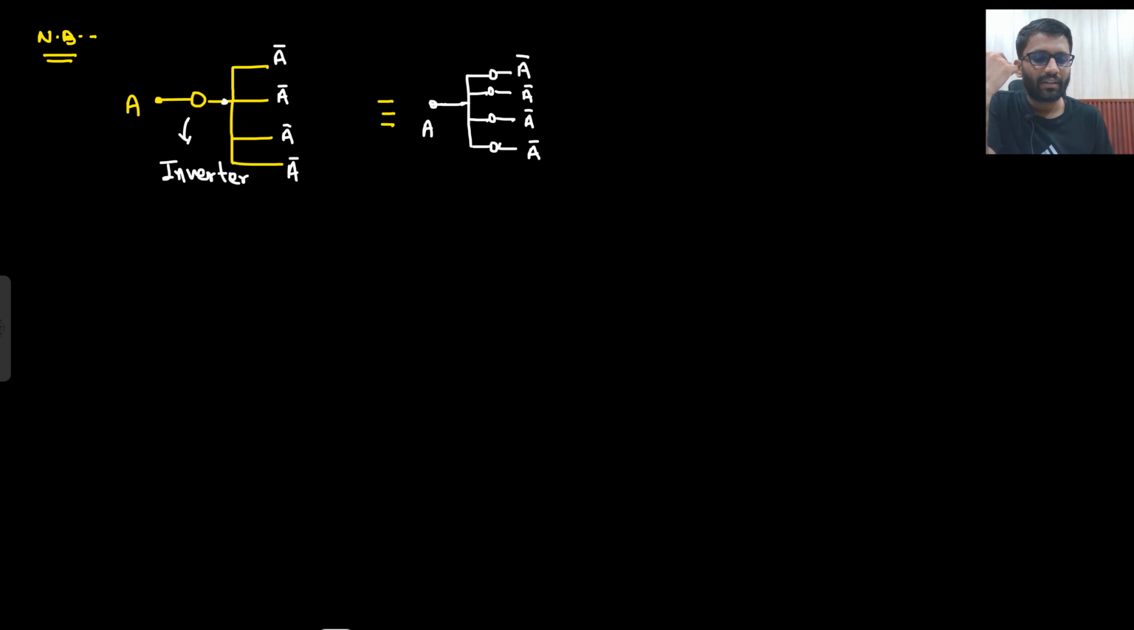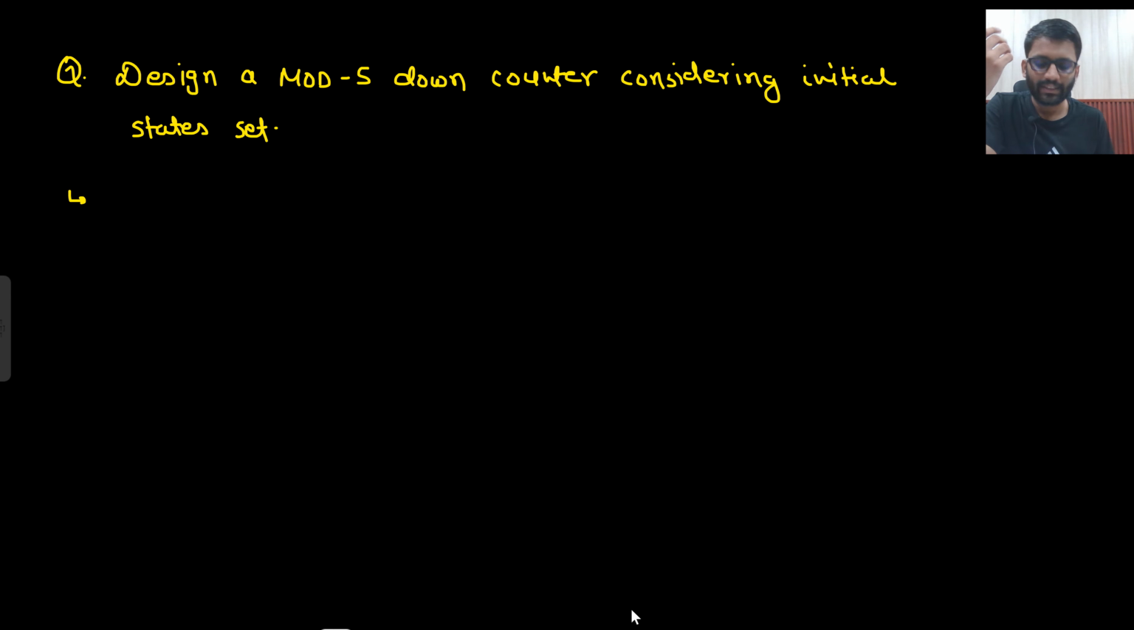So let's start our topic now. That is, you need to design a mode 5 down counter considering all states are set. Initially all states are set. So first see the solution, then next question you can solve on your own. So what is the thing? You need to design a mode 5 down counter. Mode 5 ripple down counter, here you should write. We are studying ripple counters only, asynchronous counter, or you can write asynchronous counter.